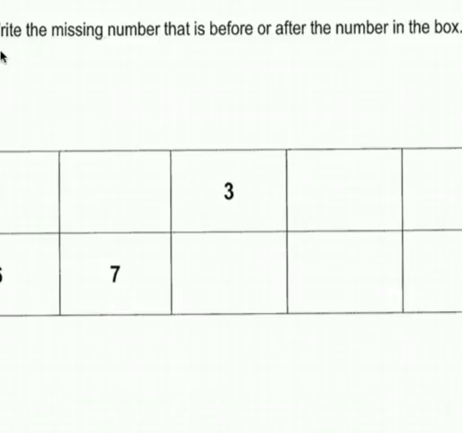Number 2, write the missing number that is before or after the box, the number in the box. So what you're going to do is write the missing numbers before the number or after the number in the boxes below. You start here and you should go across from left to right, writing your numbers that come before or after.